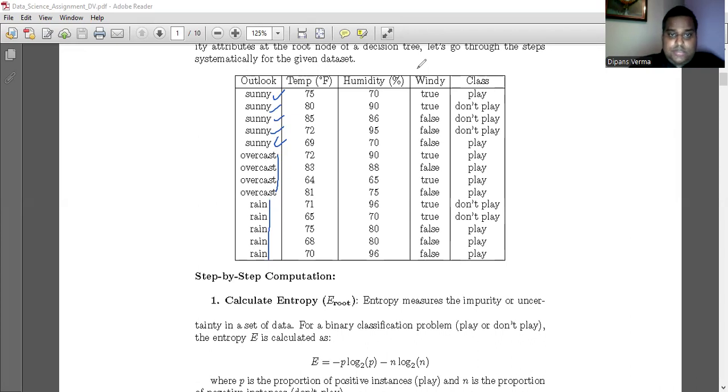So these are the total instances. In this total, how many are sunny? That is 5. Overcast is 4 and rainy is 5. Okay, now let's go ahead.